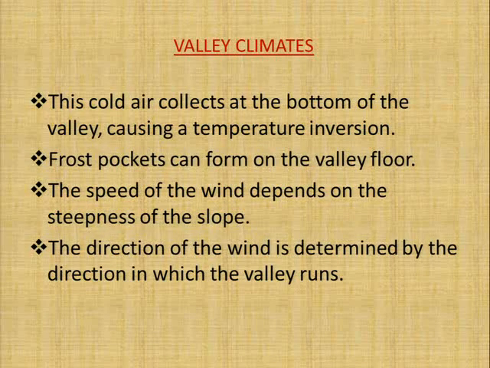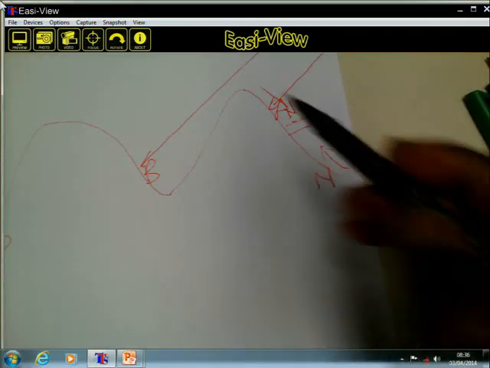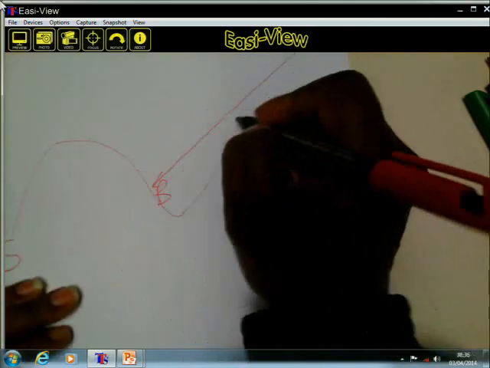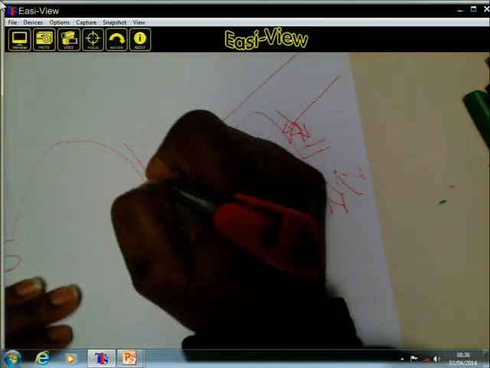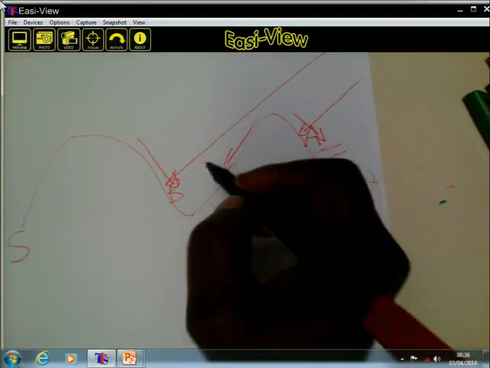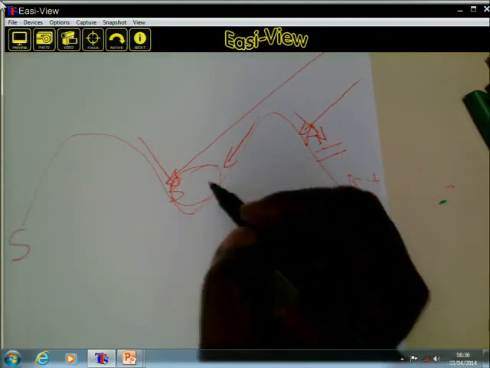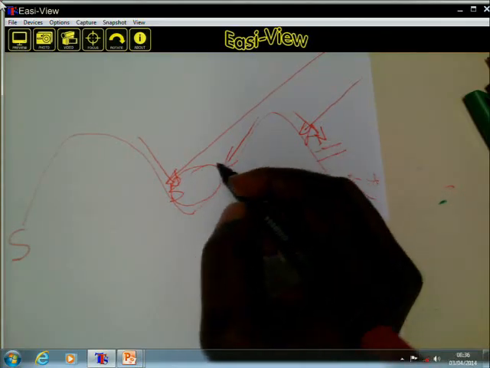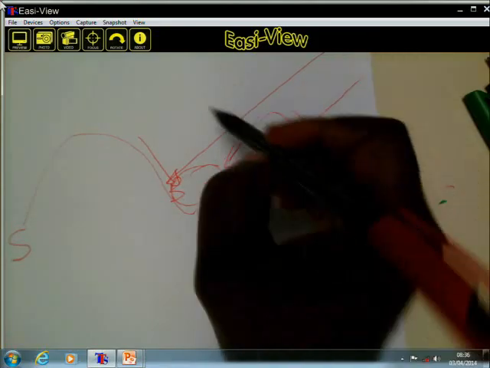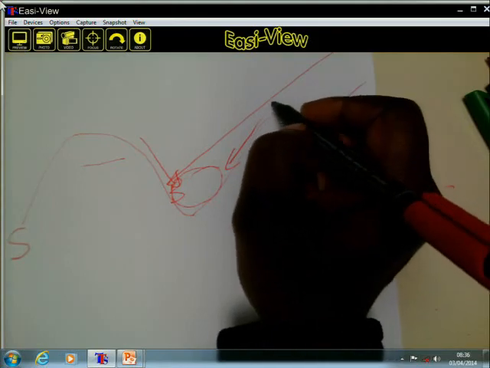Now this cold air collects at the bottom of the valley, causing a temperature inversion. So now let's say the air is going down the slope. During the day, the whole area was hot, and now as the sun is setting, there is heat that has collected in the valley. So this heat has collected during the day. Therefore, when the mountain tops become cooler during the night, this air is heavier, as we have indicated.